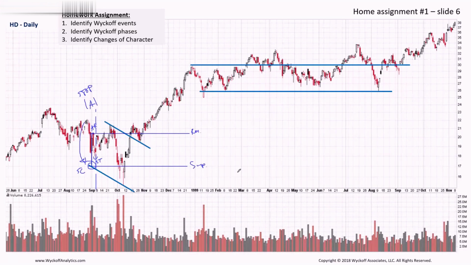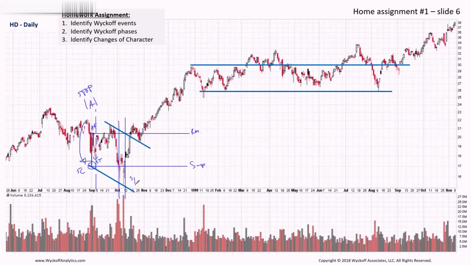The downward movement, which happened around the phase C test, around October. Okay. The rally, the downward reaction, and then the test that happened around October. That catches my eye. So how do we label this whole thing here? That would be phase C. Okay, phase C. And how would we label this price action in phase C?